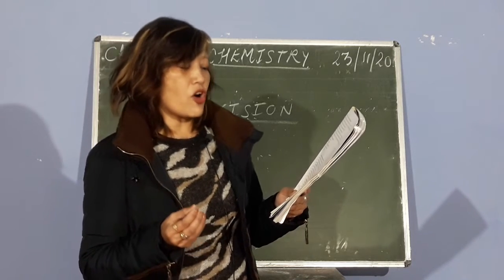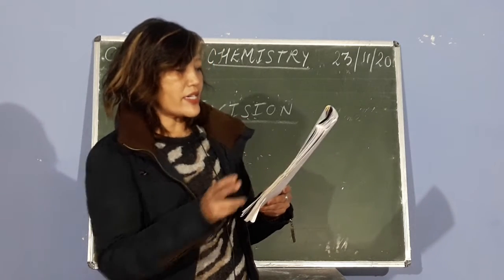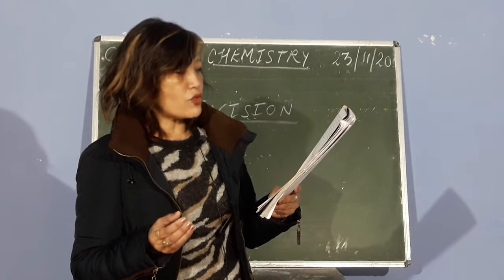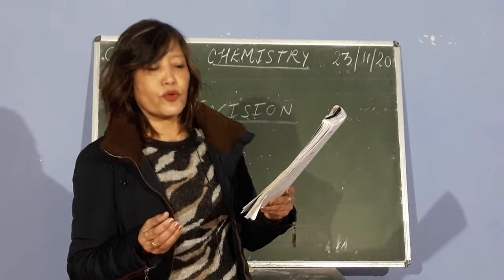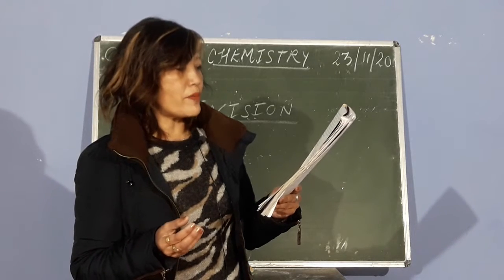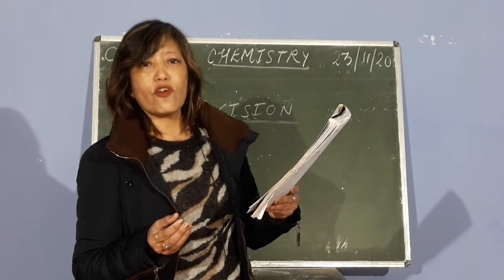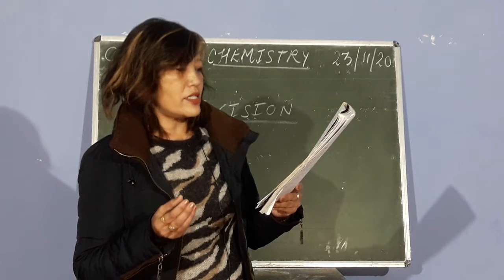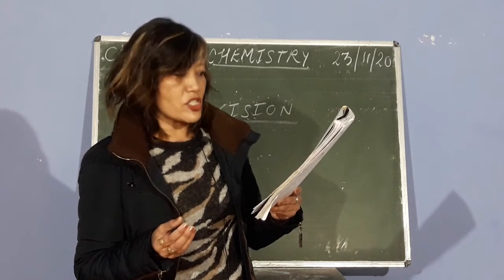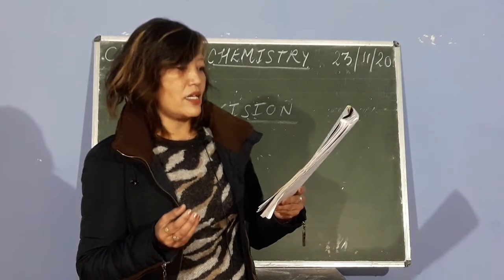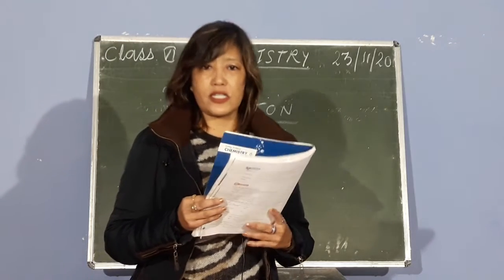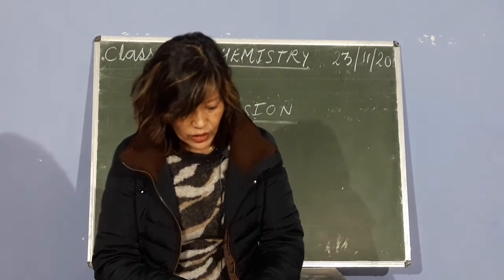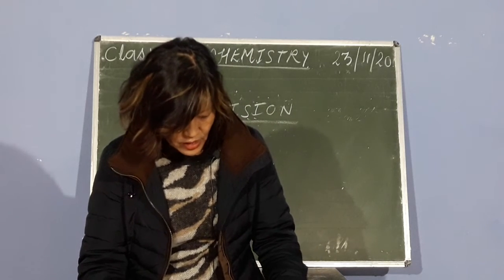Number 1, oxygen. The right answer is supports combustion. Then nitrogen helps in protein synthesis. Carbon dioxide is needed for photosynthesis. Water vapor determines climatic conditions, and rust is hydrated iron oxide. So this is from the chapter of air and atmosphere. Now the next chapter is water.